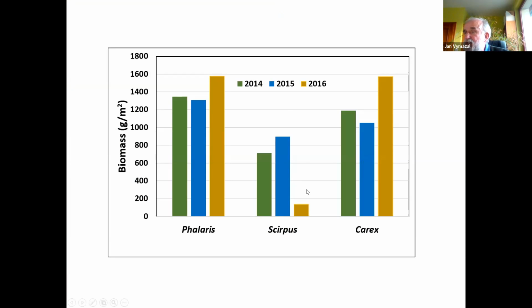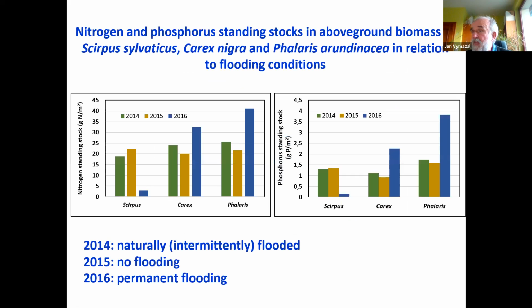So you can see it's very interesting: when there was no overland flow, the biomass of all species decreased very much, especially for Scirpus. Then if we flooded it completely in 2016, the Scirpus sylvaticus nearly disappeared. On the other hand, for Phalaris and Carex, it was a beneficial effect. They really grew more than in the two previous years.